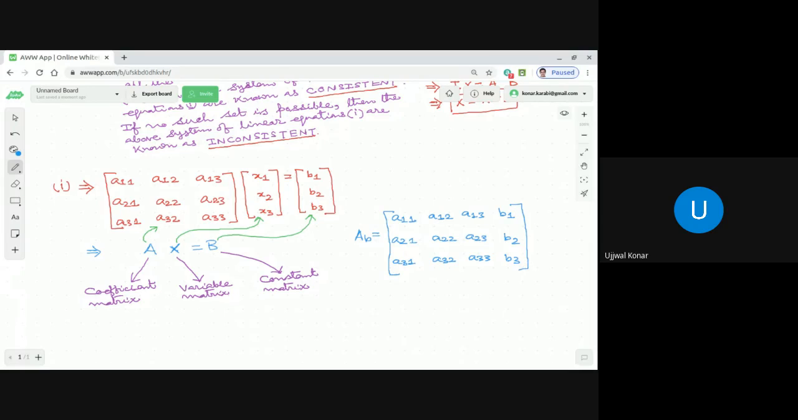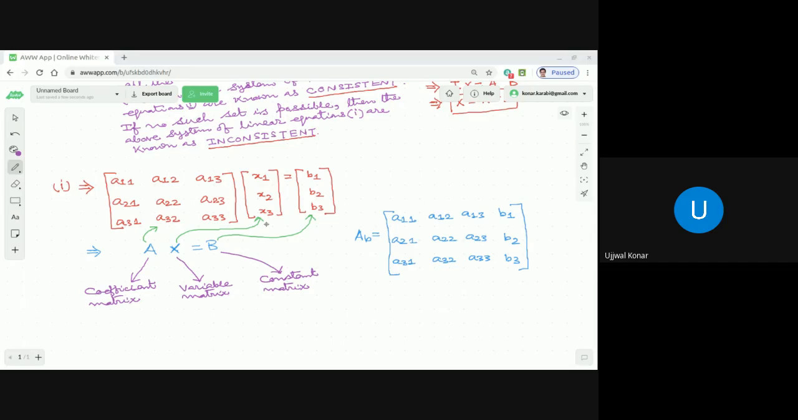Correct, dear students? So you see the coefficient matrix is a square matrix of order 3, but the augmented matrix is not a square matrix. It is a matrix of order 3 by 4. It has 3 rows and 4 columns. Now, this matrix, as I said, is known as the augmented matrix.